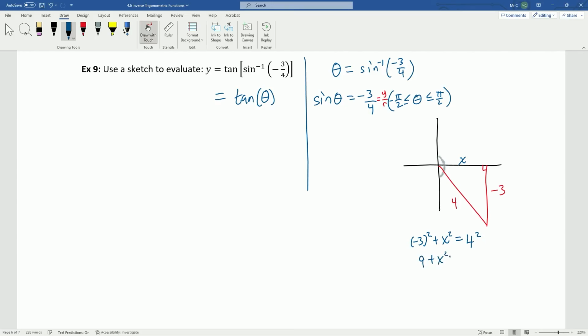9 plus x squared equals 16. Subtract the 9, I get 7. So x equals the square root of 7. And I know that it's positive root 7 because it's on the right-hand side. So now when I go to evaluate, tangent of theta is just y divided by x. That's -3 divided by root 7. And I will go ahead and rationalize that.